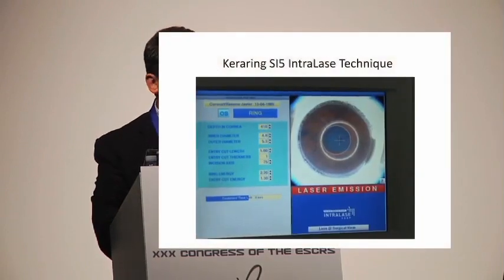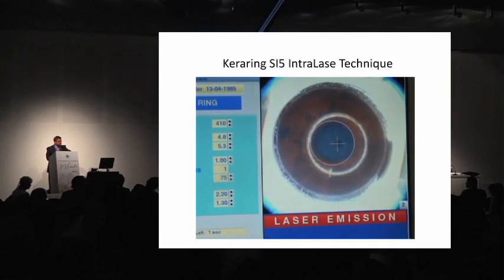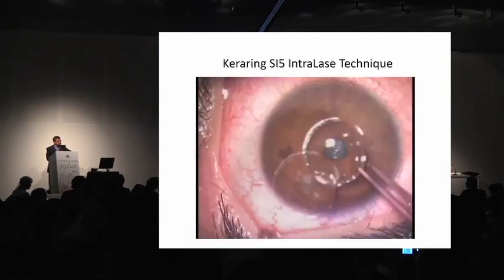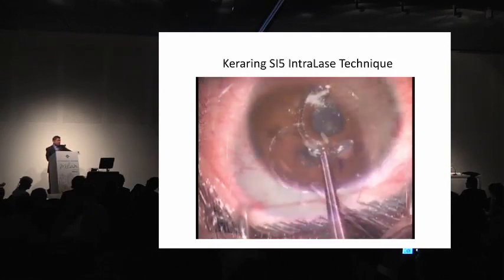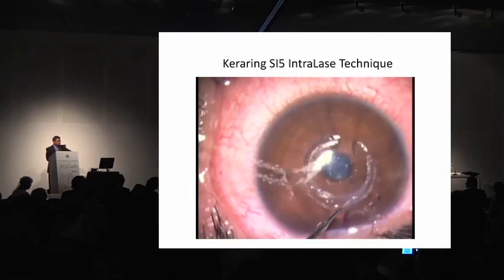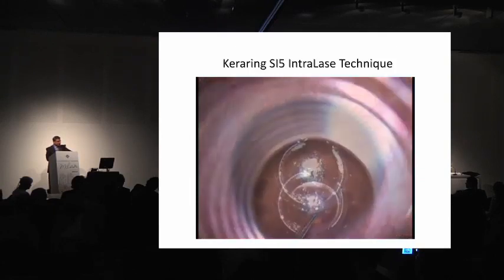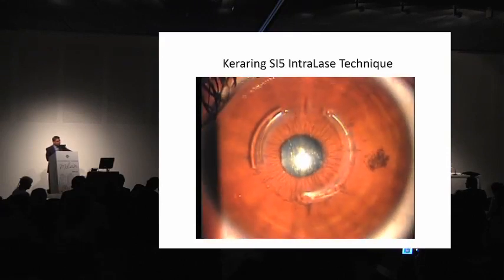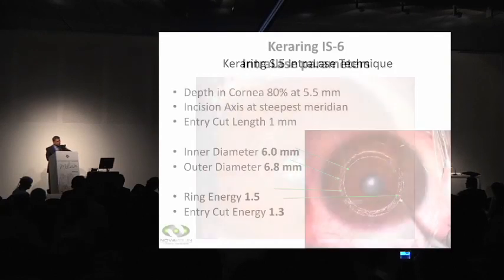As you know, the IntraLase provides us a 5-second dissection of the ring. You just saw, using this handheld keratometer, the regular shape in the cornea. This is an asymmetric technique using a 160-degree segment on one side and a 90-degree segment in the other area of the cornea, and this is the control image the day after.